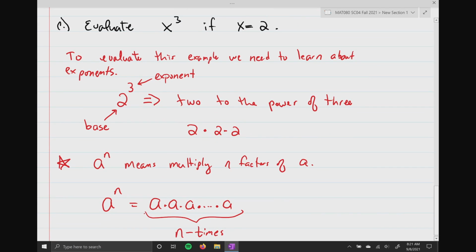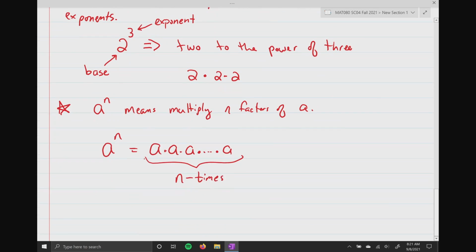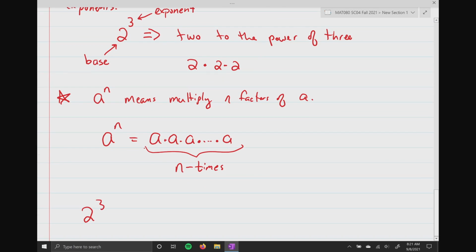Okay, thank you. So with an exponent, we take the base and we multiply it n factors of a, which means whatever that exponent is, all you're going to do is write the base that many times with the multiplication symbols in between. And that's it. So in black all the way at the top of the screen, evaluate x to the third if x equals 2. I'll just write it down here. 2 to the third equals 2 times 2 times 2, which is 8. Okay?